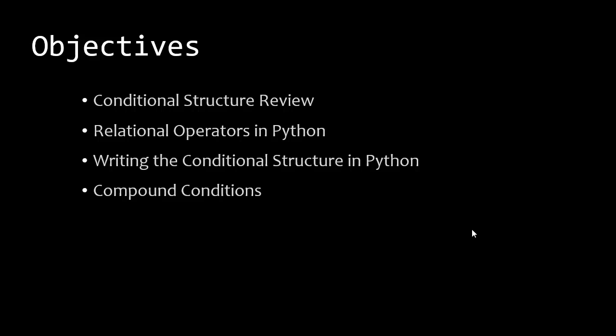Then we'll talk about the relational operators in Python and how they're a little bit different than other languages you've already been exposed to. And then we'll write the conditional structure in Python. For the most part it's the same thing as you've done before, but there are some unique differences, all in all very, very simple. And then finally, we'll talk about some compound conditions, basically ands and ors, and how you write those in Python. All right, with that, let's get started.